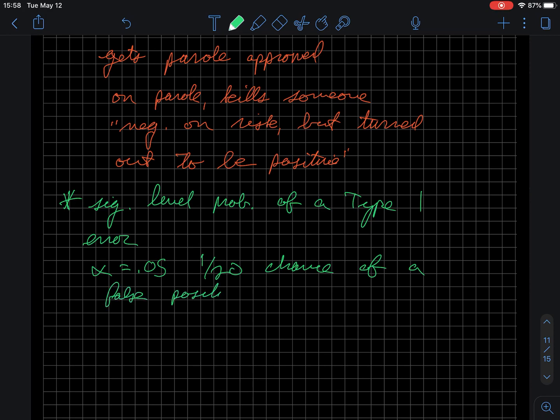So this could be due to random chance alone, or some other factor, right? So just something to keep in mind.